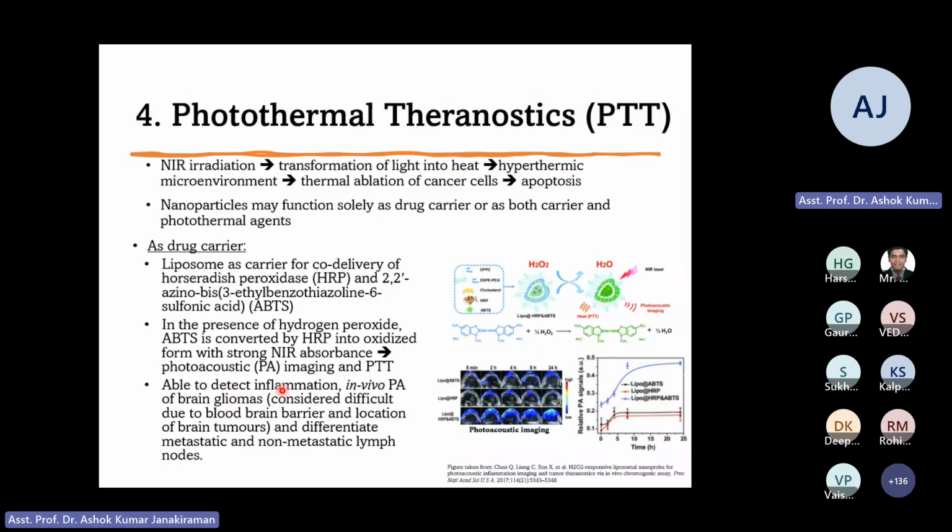So it can detect the inflammation in vivo. PA imaging of the brain is considered difficult due to the blood-brain barrier and the location of the brain tumor. So it differentiates the metastatic and non-metastatic lymph node. So this is mainly for detection of inflammation. When the tissue or the cell gets damaged, then the inflammation occurs at that place. So that can be easily detected by the photothermal theranostic.